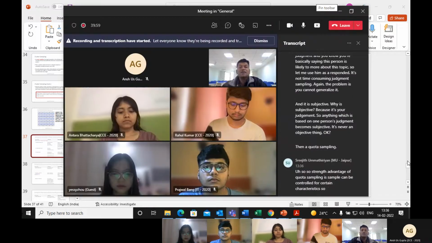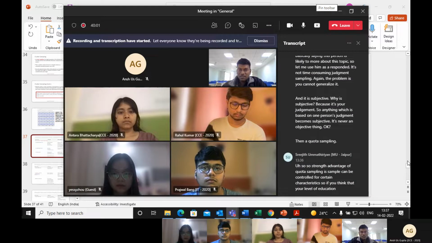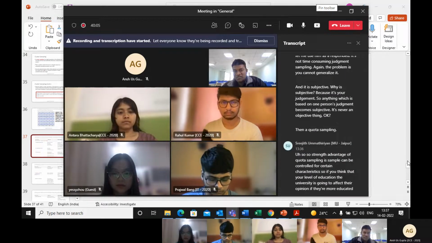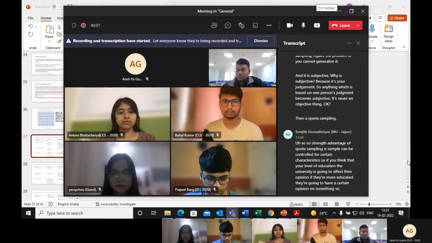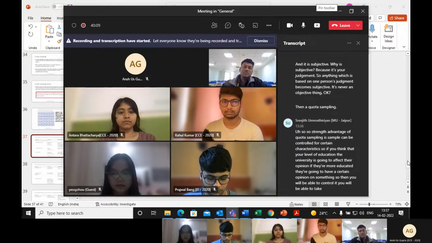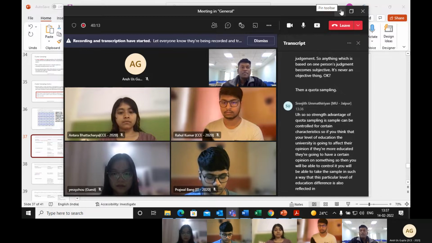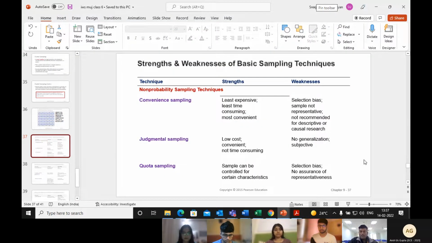If you think that the level of education in the university is going to affect their opinion, if they're more educated, they're going to have a certain opinion on something, then you will be able to control it. You will be able to take the sample in such a way that this particular level of education difference is also reflected in your sample. Again, selection bias, no assurance of representativeness. So that is the disadvantage of quota sampling.